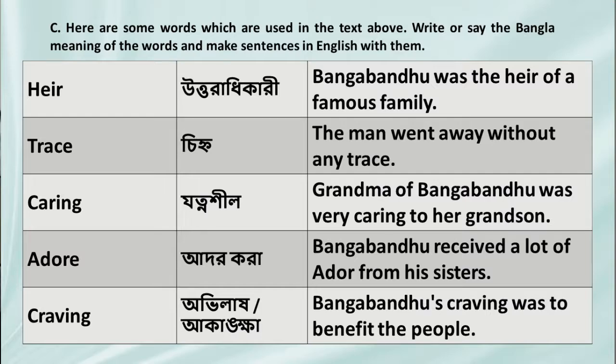Caring. Grandma of Bangabandhu was very caring to her grandson. Ador. Bangabandhu received a lot of ador from his sisters. Craving. Bangabandhu's craving was to benefit the people.